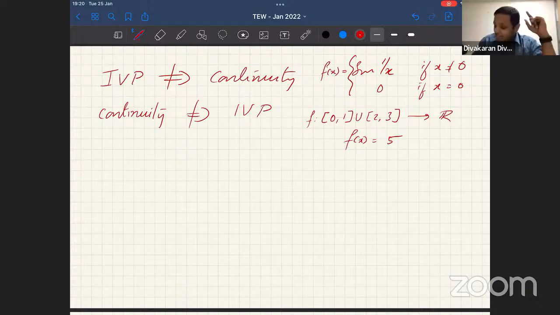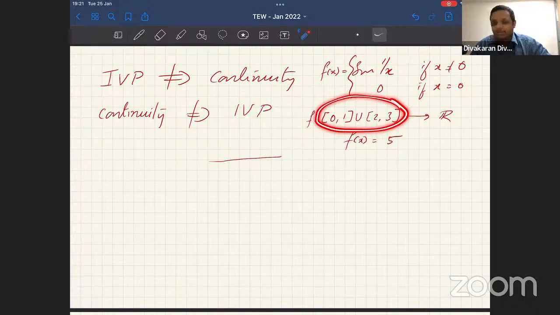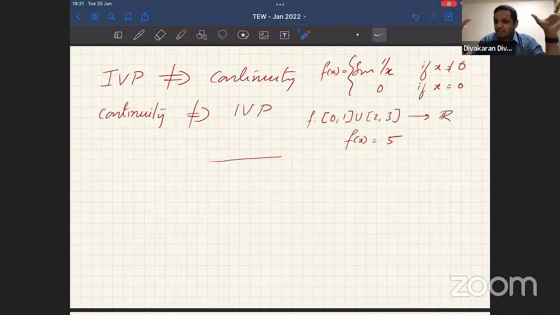Great. So now let's come back to what one of you had mentioned yesterday towards the end. I think it was Shubhajit or somebody, I forgot. One of you had mentioned that it doesn't make so much sense to talk about IVP if the domain is not connected. So here, for instance, the issue was partly that the domain is not connected. It has two pieces, right? [0,1] union [2,3] is a disconnected set. And it doesn't make so much sense to talk about IVP when the domain is disconnected.